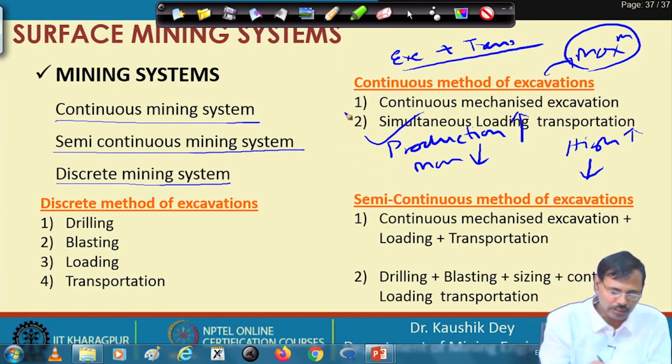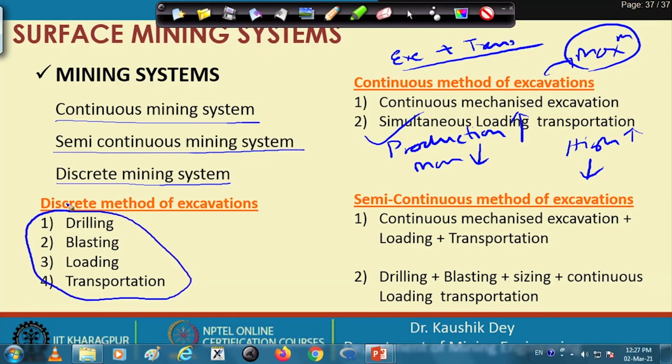If you are looking at the discrete mining system, in discrete mining system we go for different unit operations separately. So, you can carry out drilling separately, blasting separately, loading separately, transportation separately. These things are not dependent on each other. So, stoppage in one does not hamper the performance of another one. So, that is why all these are independent, and that can be made very easily.